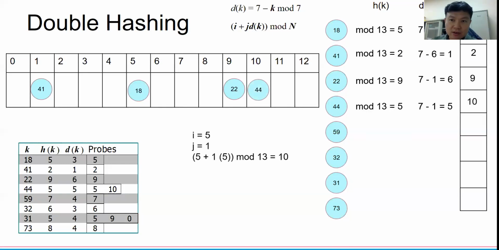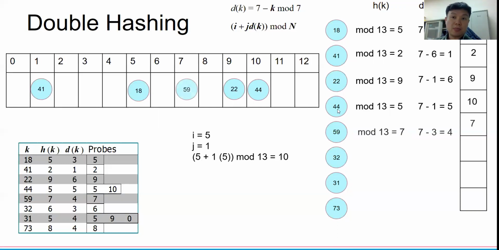So here I is 5, and now let's have j equal to 1. So we have 5 plus 1 multiplied by TK. The result of TK is 5. Then 5 plus 5 mod 13, the result will be 10. So mod 13, n is 13 here, and we have the index 10. So the index 10 will be filled with the number 44.